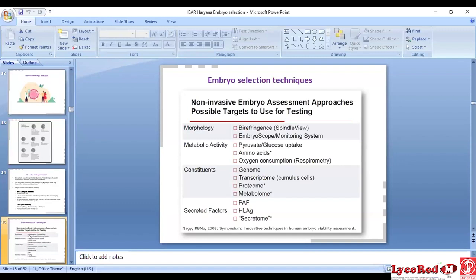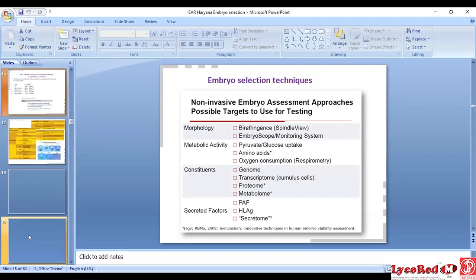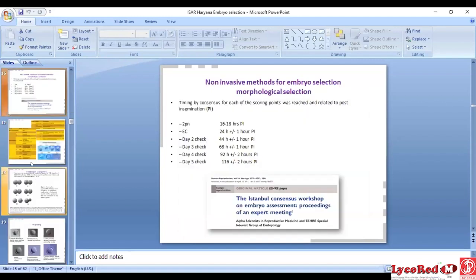And then there are secreted factors like HLG and secretum that I will discuss again in the next slide. So coming to the first, zygote stage embryo, the first and most important thing is the embryo development time. The time is very crucial. It should not be fast growing. It should not be late growing.